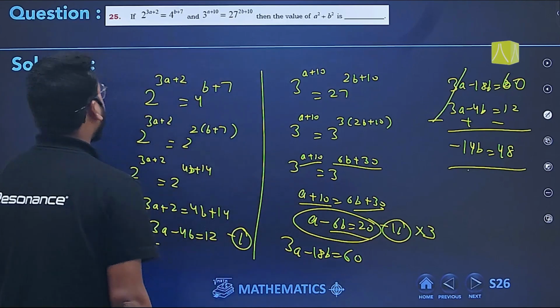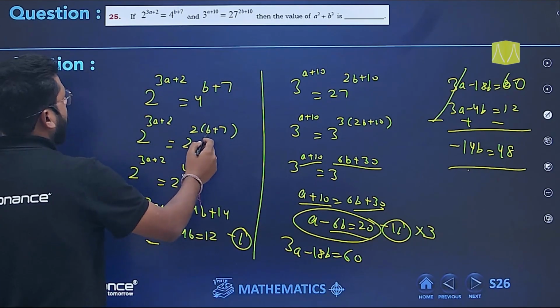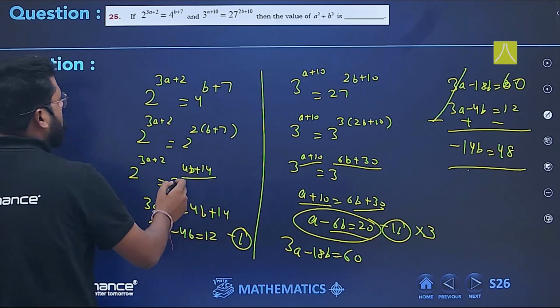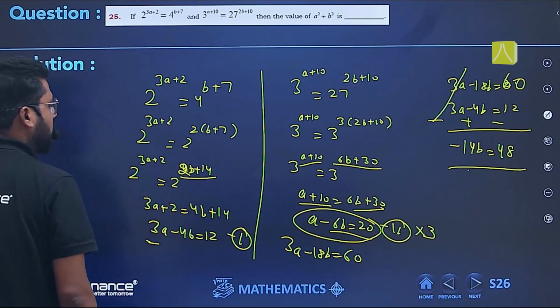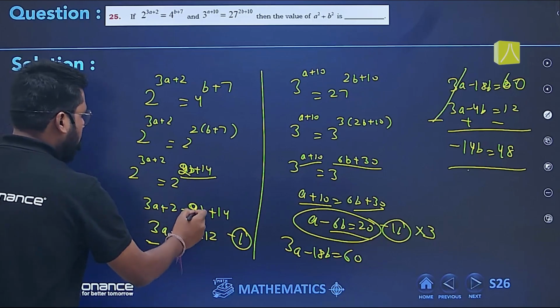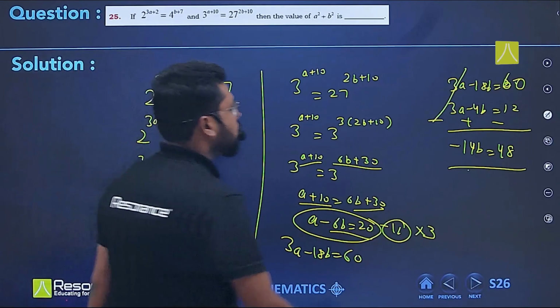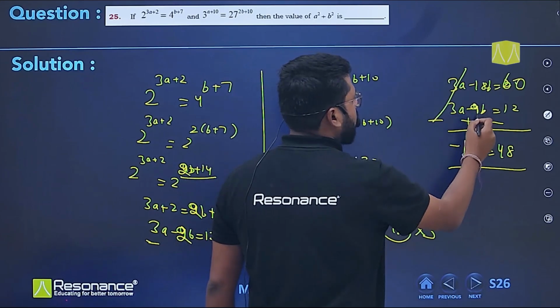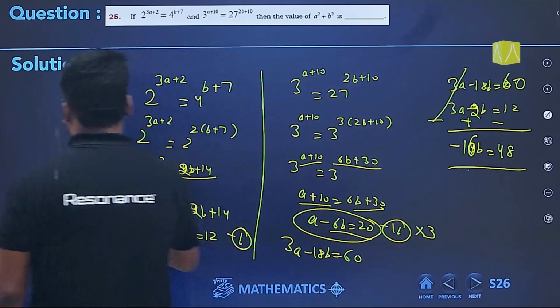Okay. Now we'll check the first one. It's b plus 7. 4 can be written as 2 square. So 2b plus 14. Oh, it is 2b plus 14. This is the error we have made. So it will be 2b plus 14. So 4b will be 2b. It's 3a minus 2b. Okay, it's 3a minus 2b. So it will be 16b here.